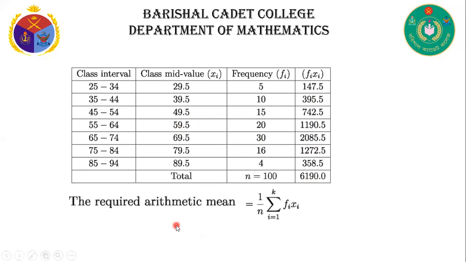So for the required arithmetic mean, we know this formula: 1 by n summation of i equal to 1 to k of fi xi. Here xi means this term and fi means this term. This symbol means the sum of the ith terms, that means the sum of these total terms. Now putting the values here, n means the sum of the frequencies, n is 100, and the summation of fi xi is 6190. Now putting this value here, this is our required arithmetic mean.